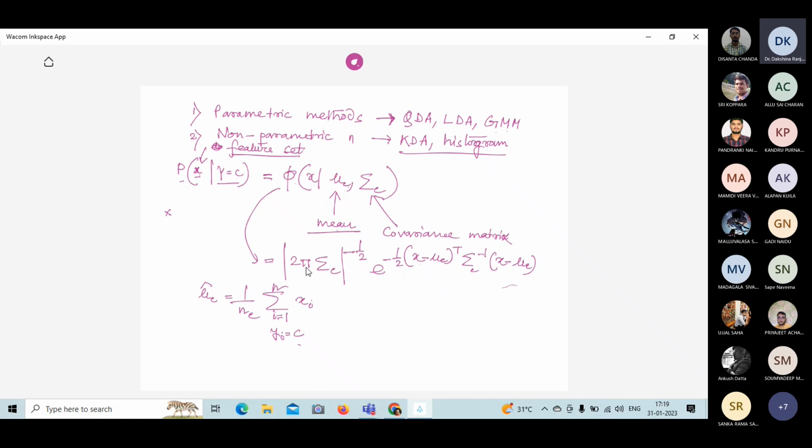Therefore we will get the mean for a particular class c, which is given by 1 upon nc, and the summation will be computed over xi. This xi is the feature point in the feature vector which is associated with a particular class c.